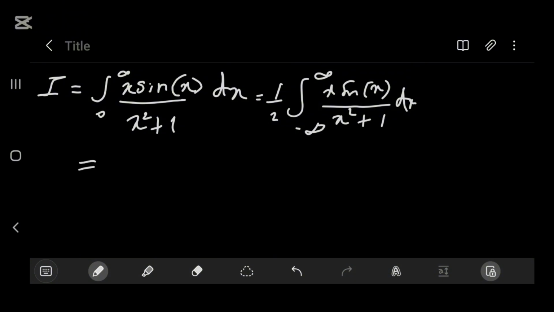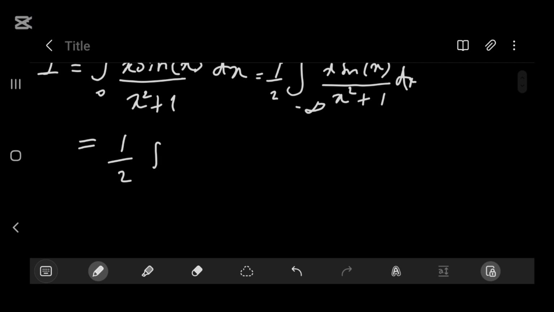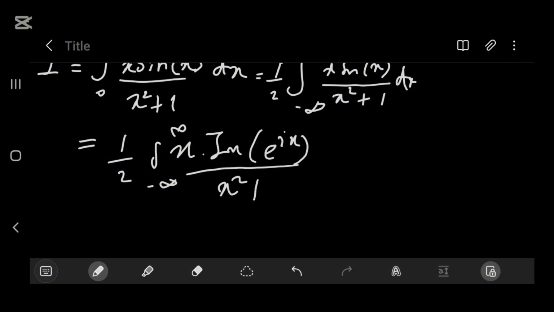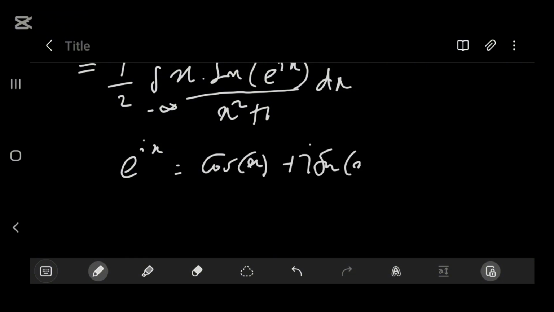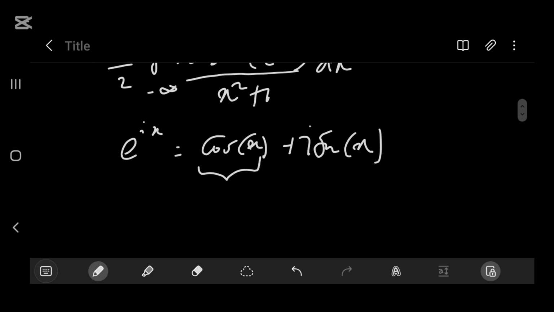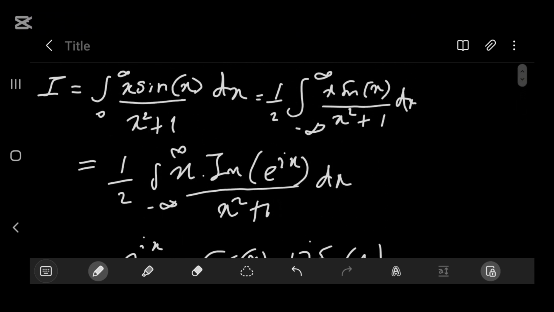Well, now it's time for us to use the imaginary part. This is half, integral from minus infinity to infinity of x times the imaginary part of e to the power ix over x squared plus 1 dx. We know that e to the ix is actually cosine x plus i times sine x, so this is the real part and this is the imaginary part. So we can use the imaginary part of e to the ix for the sine x.